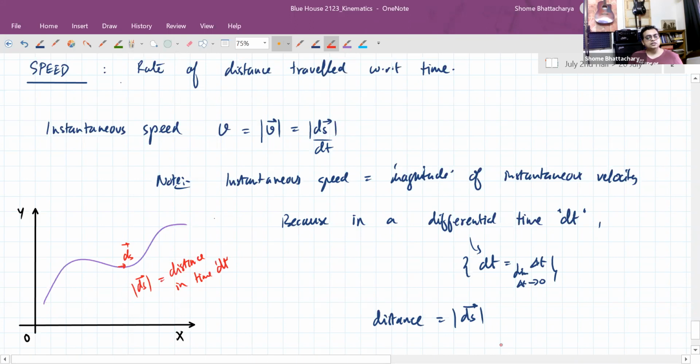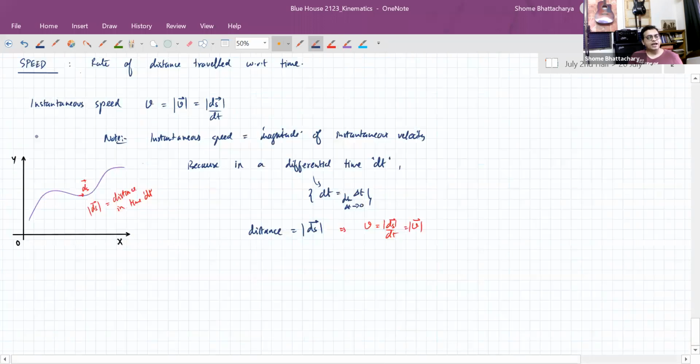So that is why this can be said. So that is why now we can see that the instantaneous speed is equal to the magnitude of instantaneous velocity. Whereas now, before you note this down, you should understand the contrast to this also. So when we talk about average speed, it's not going to be the mod of average velocity.